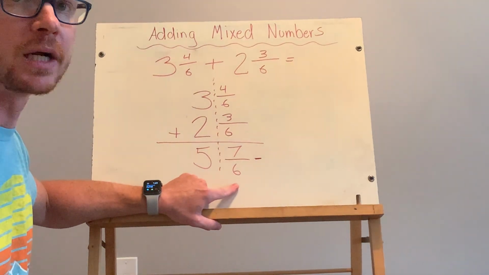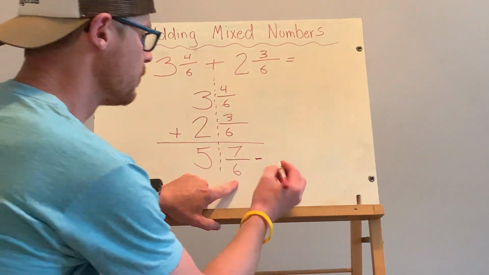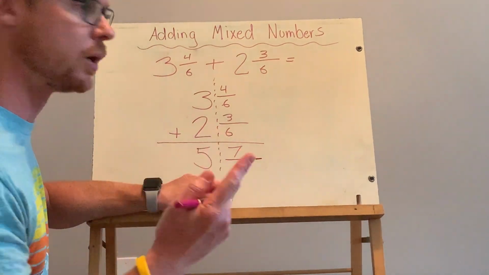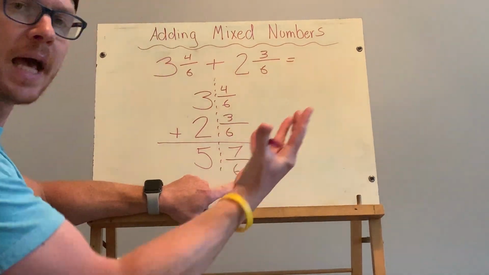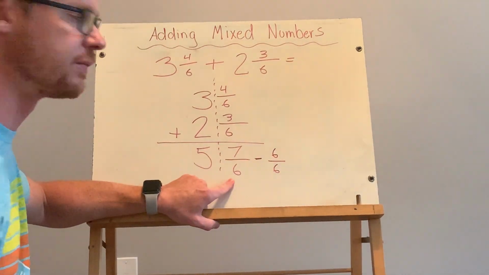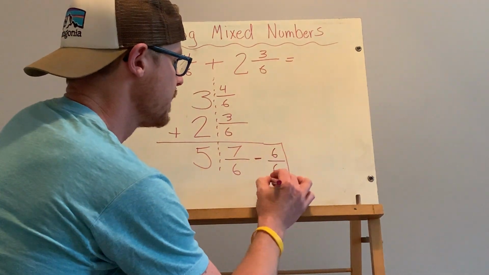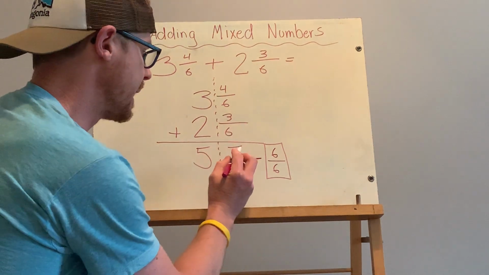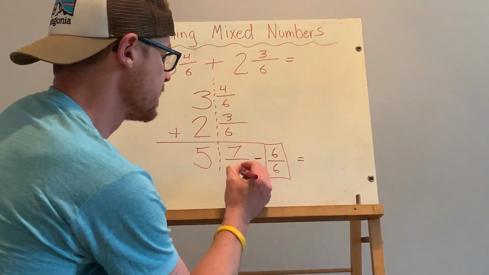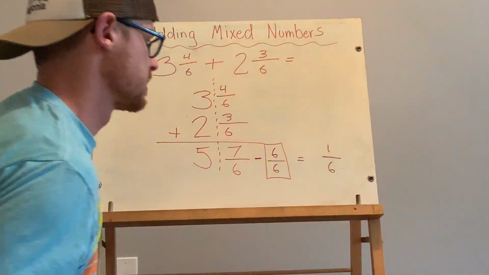Now look at your denominator, guys. Our denominator tells us everything. 6 is our denominator. So if I think of a fraction that's equal to 1 whole, that fraction would be 6/6. We want to take that away from our fraction of 7/6, but we can't forget about it. So I'm going to put a box around that because I don't want to forget about it. It's going to come back. I can take away from 7/6, and I know 7/6 minus 6/6 is equal to 1/6.